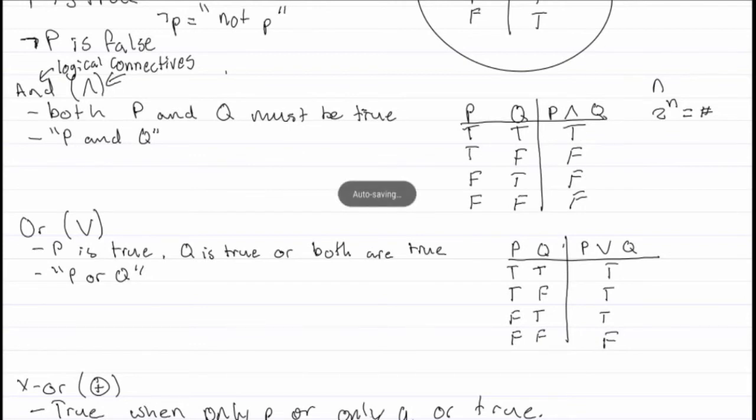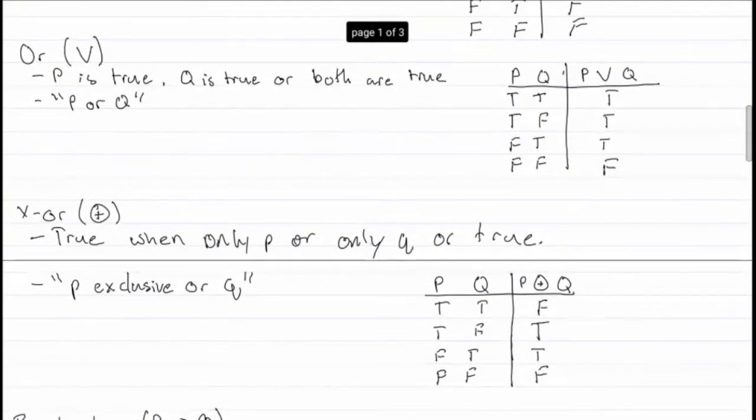Alright, let's move on next to exclusive OR. Or, if you're lazy, you can just call it XOR. This is only true when only P or only Q is true. Now if we look at the truth table for this, we see that P and Q are both true, therefore it's false. And then down here, they're both false, therefore the statement is false. Whenever just one of them is true, the statement is true. And that's as simple as XOR gets. Alright.